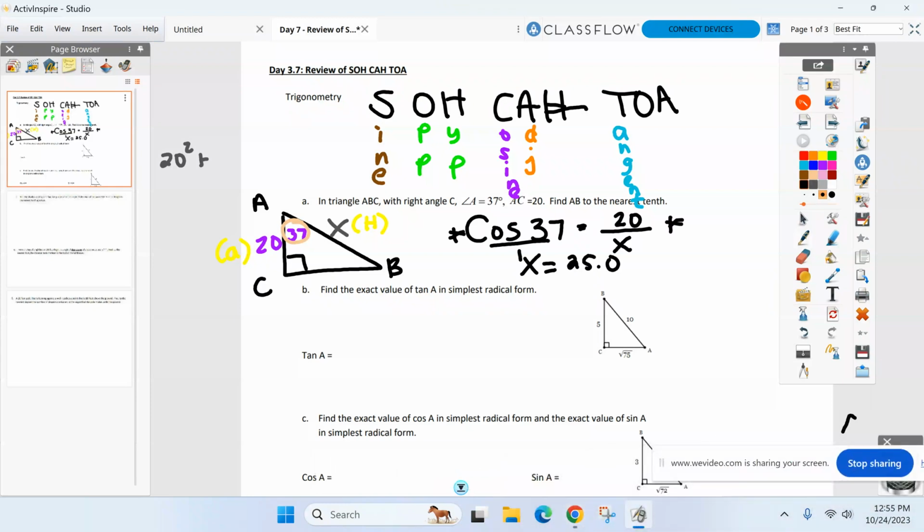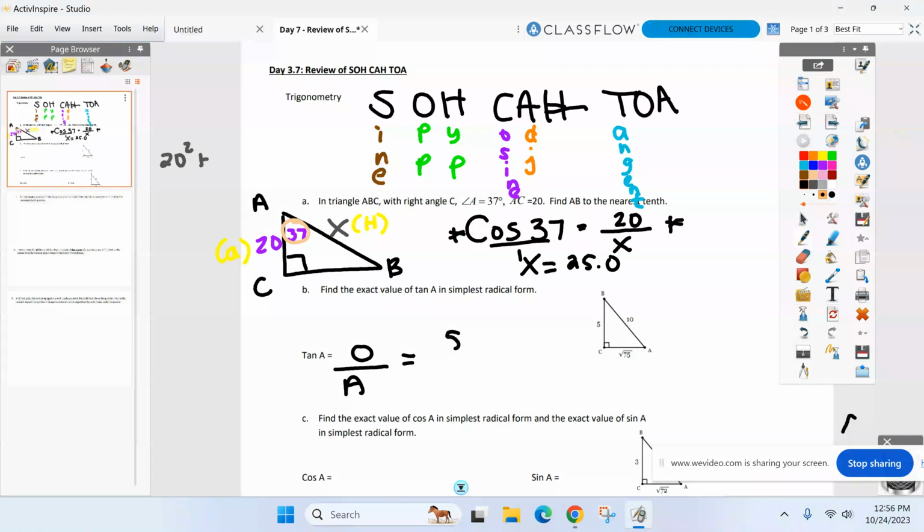Okay, find the exact value of tangent of A in simplest radical form. Okay, what do you know about tangent? Go back to SOHCAHTOA. What do you know about tangent? Opposite, and you don't have to put this, but I'm just showing you, opposite over adjacent, right? All right, and we're doing what? Tangent of which angle? A, so everyone get your focus on angle A. What's now? O for opposite. What's opposite angle A?